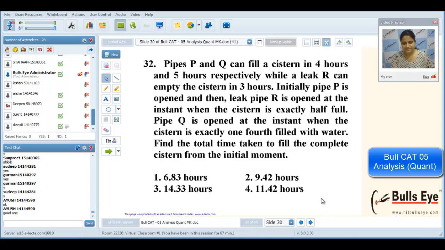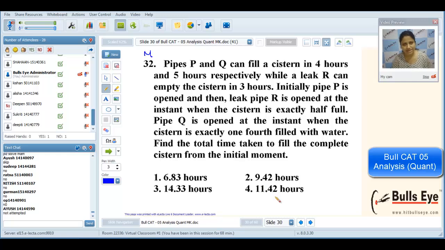Yeah, now the next question, 30-second. It was of moderate level. Yeah, any problem in this question? Chetan, I'll give you a little hint.